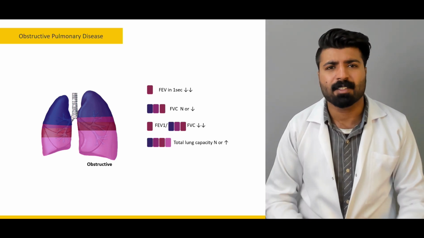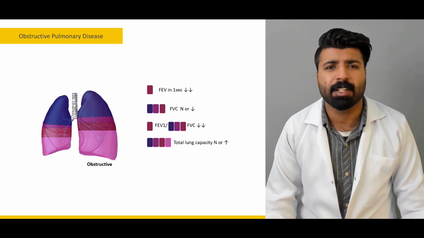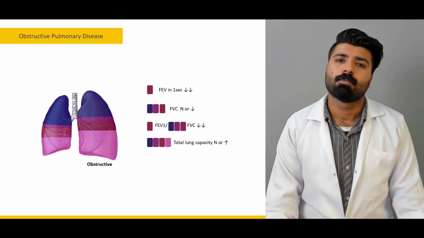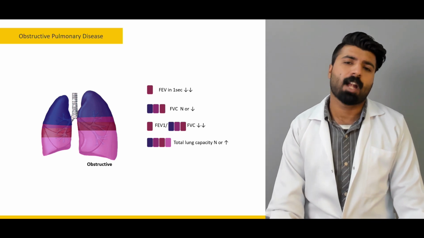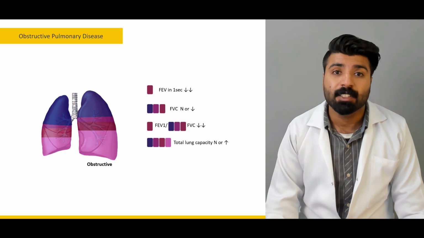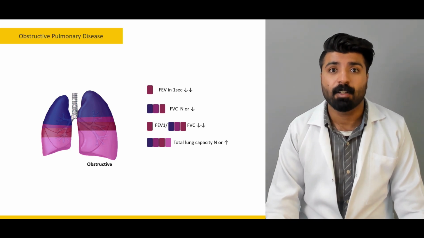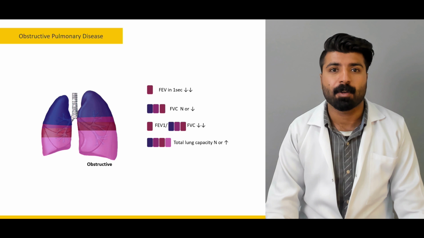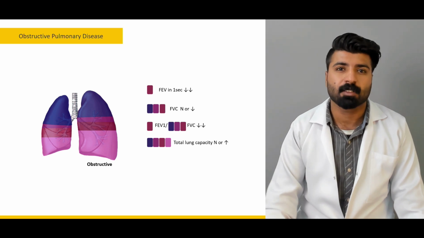So total lung capacity can either be normal or increased. When will it be normal? When obstruction is not that significant, it's going to be normal. When will it be increased? When the obstruction is significant, air is trapped, and total lung capacity has increased.